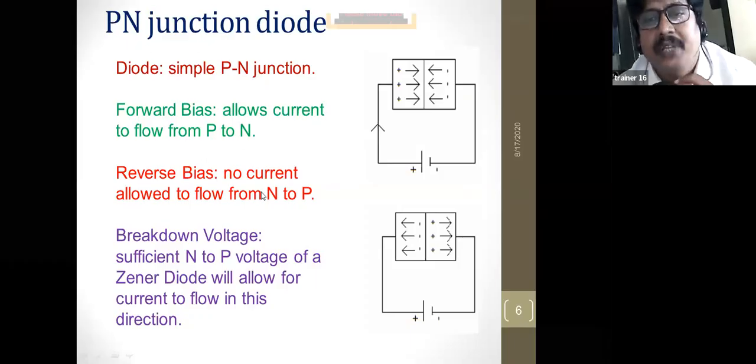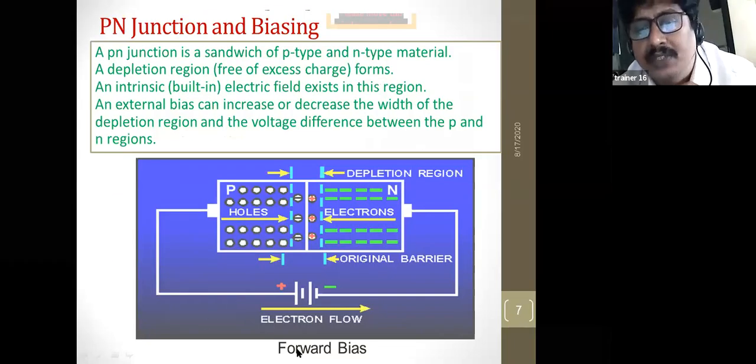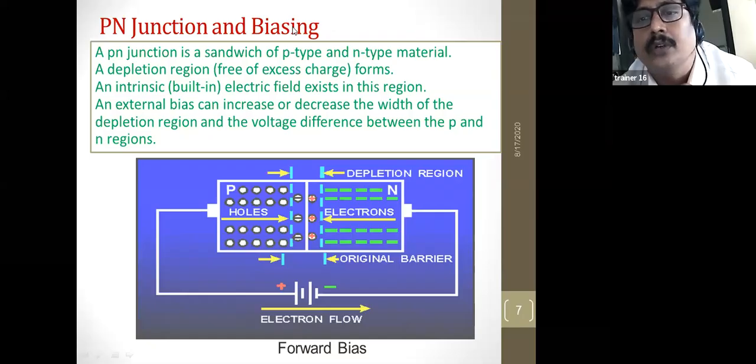And for the PN junction bias, see here, this is a forward bias. One minute, I'll take the annotations.